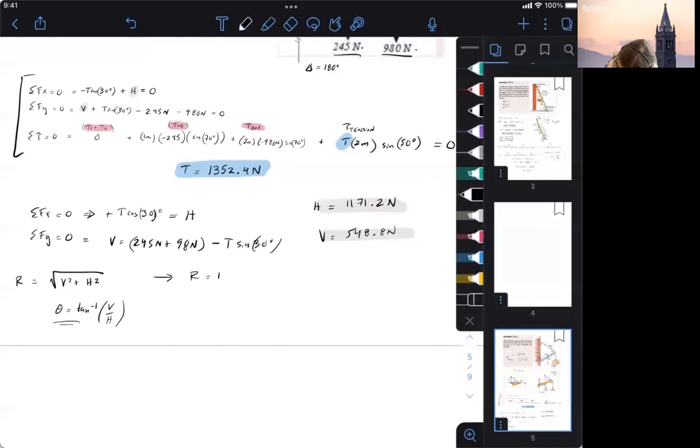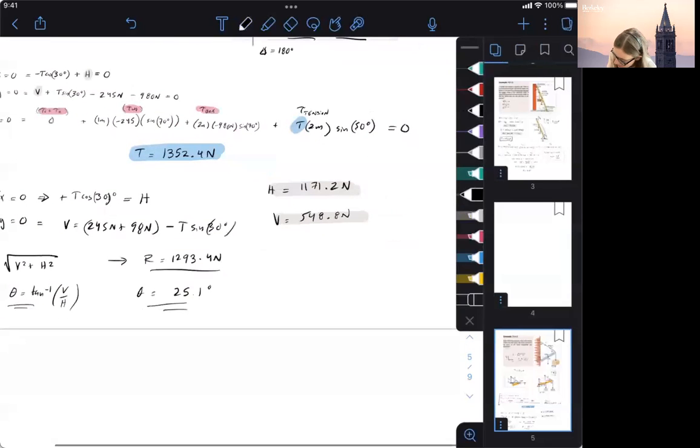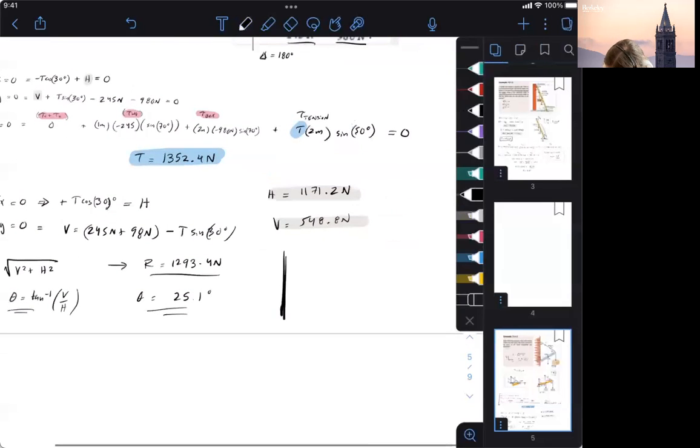So if I plug those in, it's going to be 1293.4 newtons. So that's my resulting force. And then my theta is going to be equal to 25.1 degrees. Okay, so that means that the resulting force, if I have this beam, the force to keep this all in equilibrium is going to be kind of up this way.